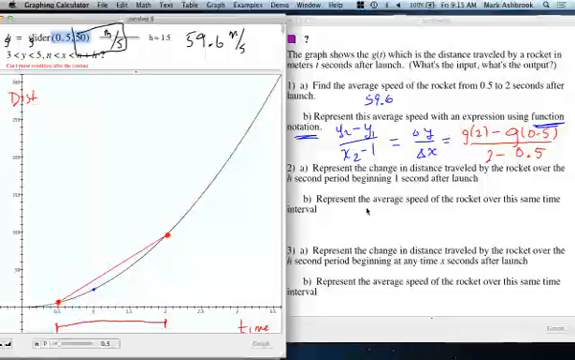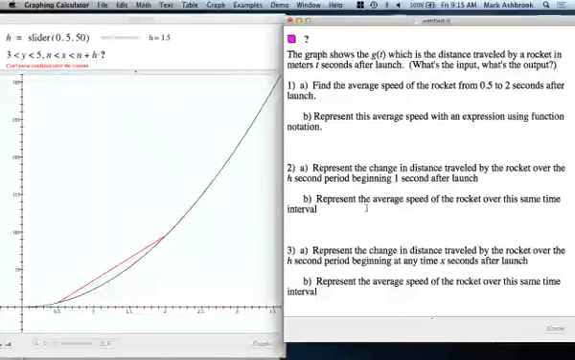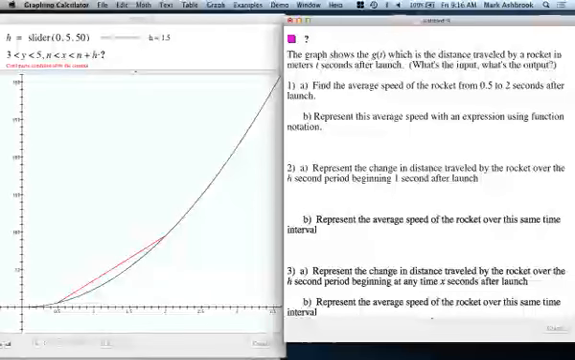Okay, so how did number 2 go? So can you do number 2? We want the average speed to represent the change in distance over the h-second period beginning 1 second after launch. Okay, a little more challenging. Chandler.